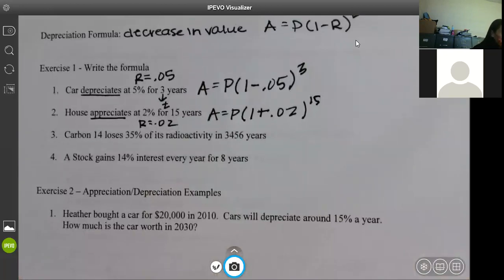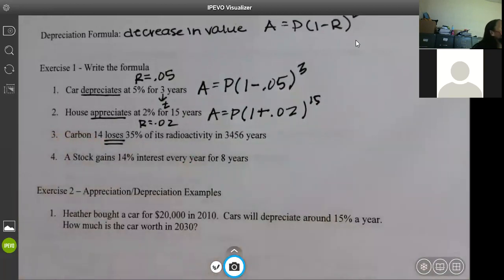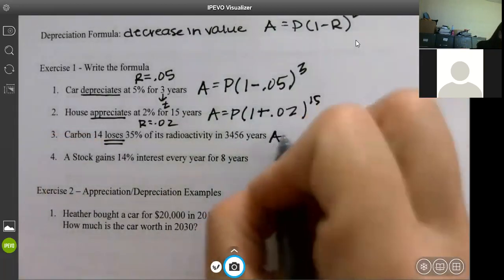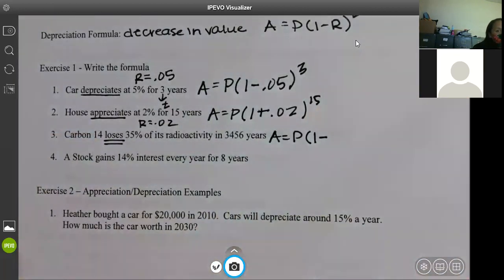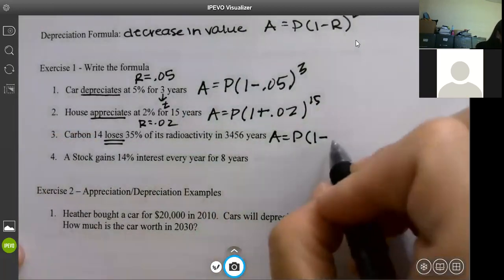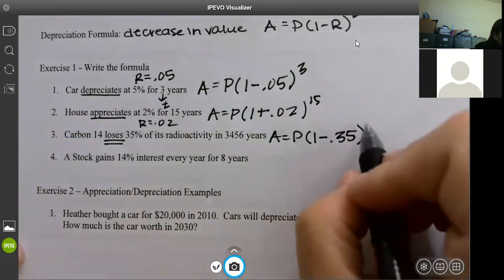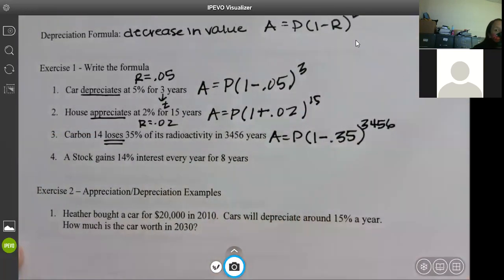Carbon-14 loses 35% of its radioactivity in 3,456 years. So it says loses. So are we using plus or minus? Minus. So A equals P times 1 minus. What's our rate? 0.35. And how long are we doing this? 3, 4, 5, 6.